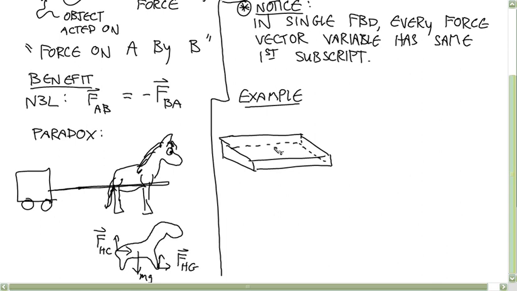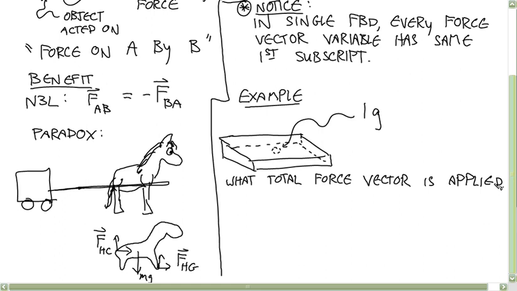So let's say that we look at a point right here. Just a little chunk out of the middle that weighs 1 gram. And we want to know what total force vector is applied to the chunk by the surroundings. Okay, so a free body diagram. We're going to isolate that chunk.